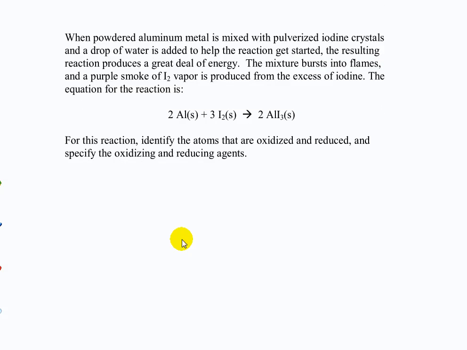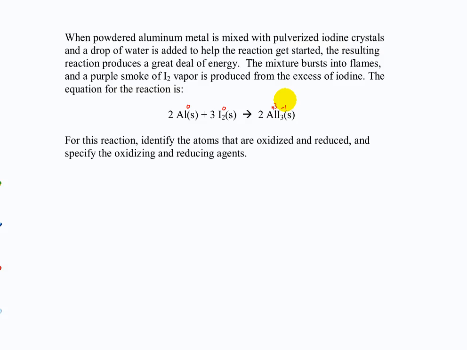So what did you come up with for the oxidation states? Let's go right across. Aluminum on the left, what's the oxidation state? Zero. Great. Iodine? Zero. Yep. Aluminum in aluminum iodide? Plus 3. And iodine? Minus 1. Good.